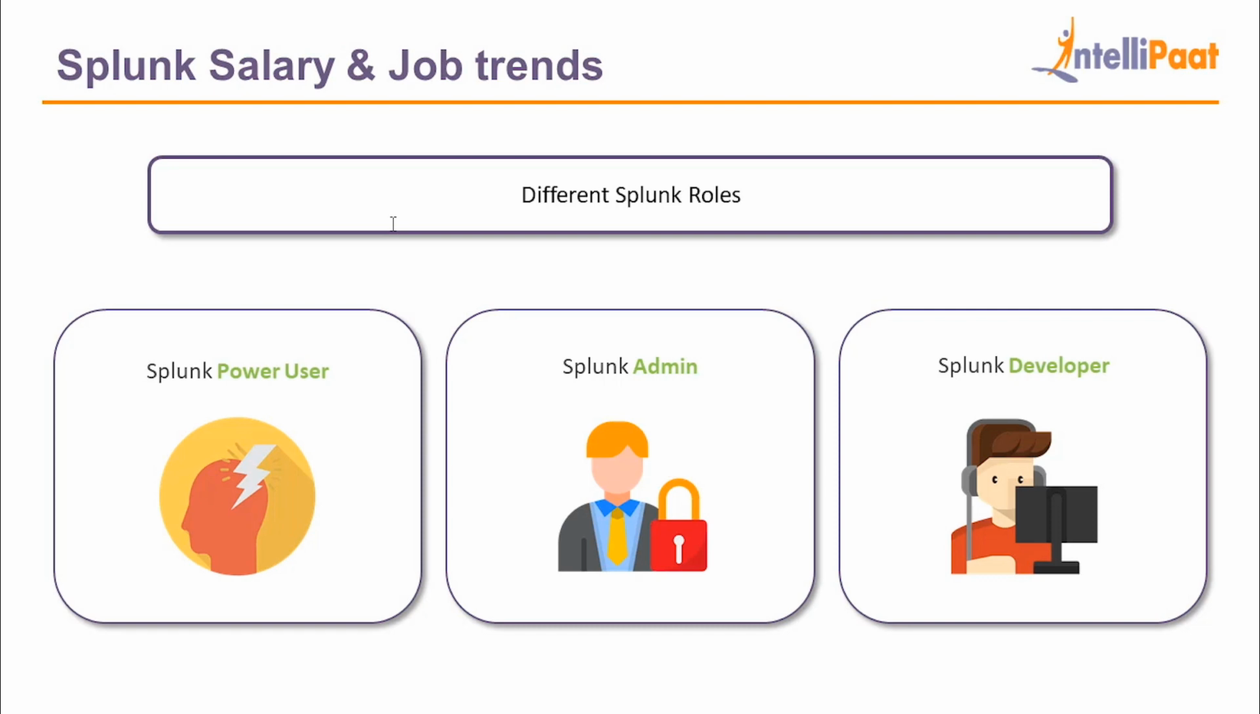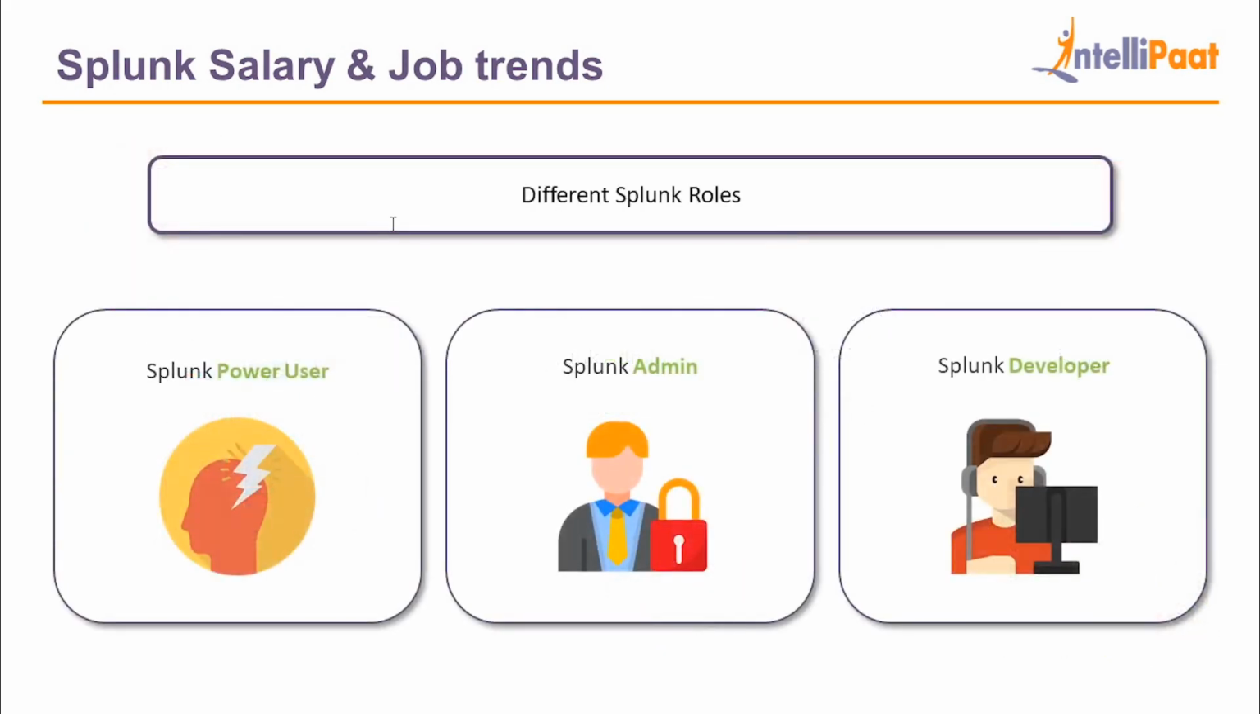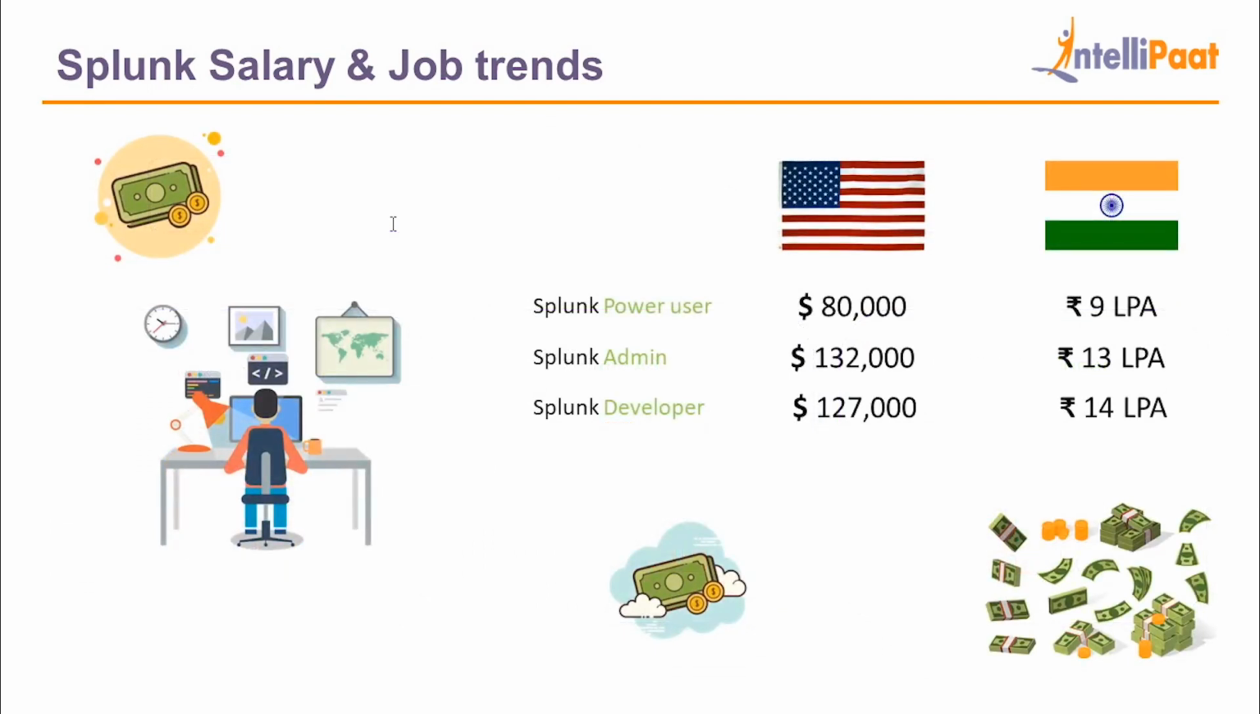So as you can see, the salary for a Splunk power user is $80,000 per year in America and 9 lakhs per annum in India. And for Splunk admin, it's $132,000 in America, and in India it's 13 lakhs per annum. Similarly for Splunk developer also. So as you can see, the people who work in Splunk are highly sought after and highly paid. But this comes with the caveat that this job is a little tough. You need to understand how to work with Splunk really well. And once you do understand, then people will go for you. They will ask you to come and work for them for a very high salary.